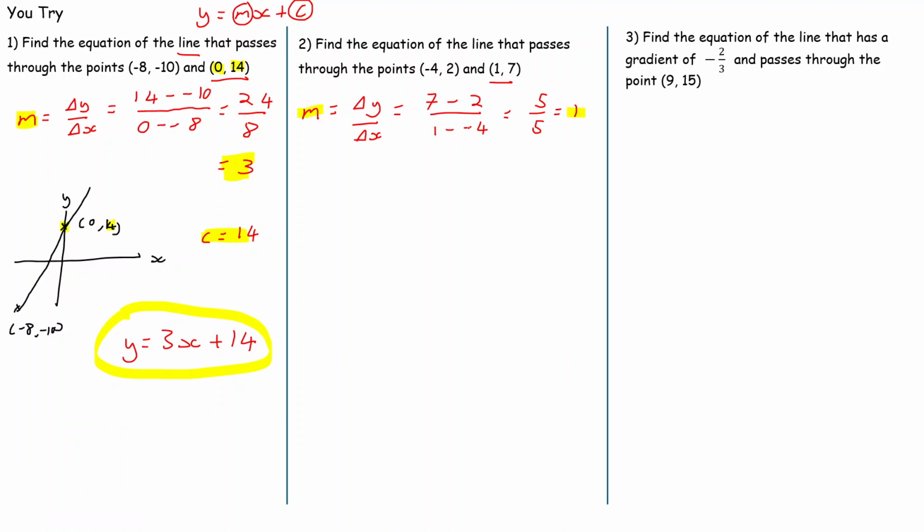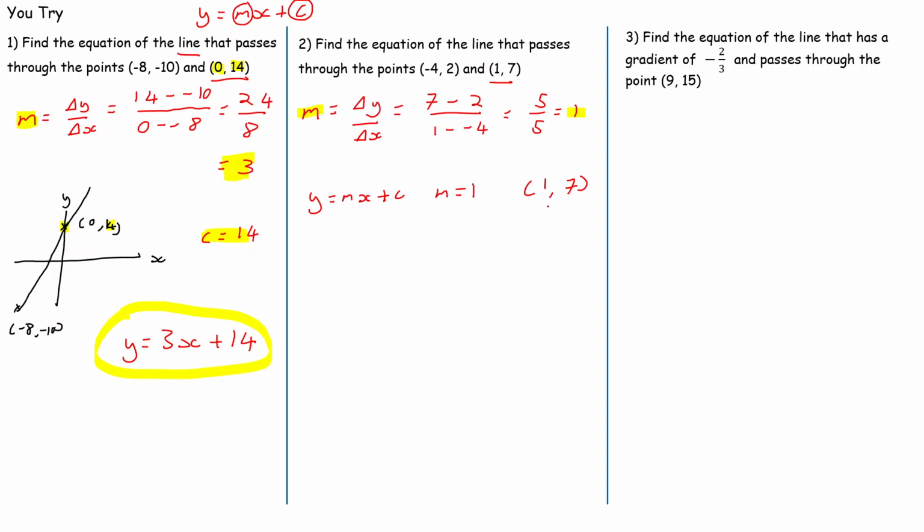I've still got to go and find my c value. I've got m. And this time I can't just read off my coordinates, because none of the x coordinates are 0, so I've got to use a bit of substitution. I know my equation of a line is y equals mx plus c. I know the m value is equal to 1. And I choose a coordinate that I can put into my equation to find c. You want to use the one which is going to give you easier numbers, so probably 1, 7 is a good one to go for because everything is positive.